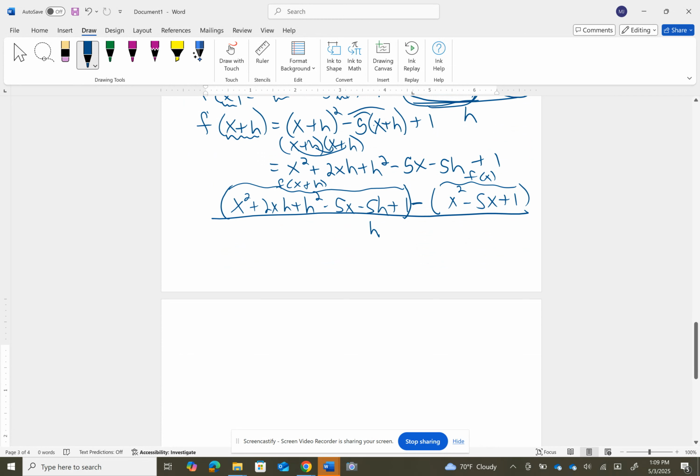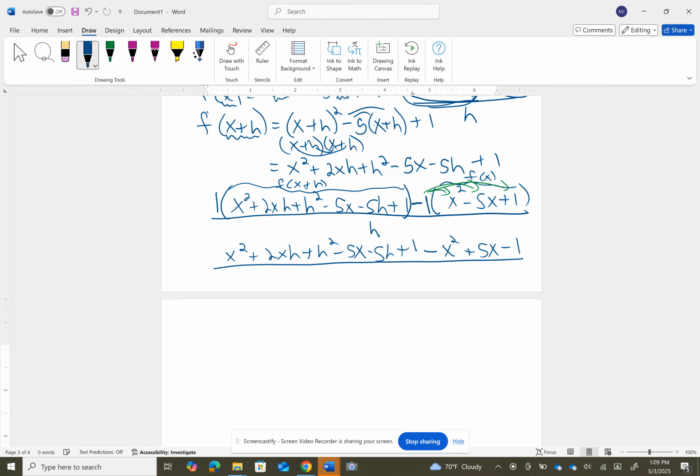The first set of parentheses has an understood positive 1, so you really didn't even need those. But because of that minus sign, that's like a negative 1 out in front. So that negative 1 is going to need to get distributed. It's going to change the signs, and you're going to wind up with negative x squared plus 5x minus 1, all of that still divided by h.